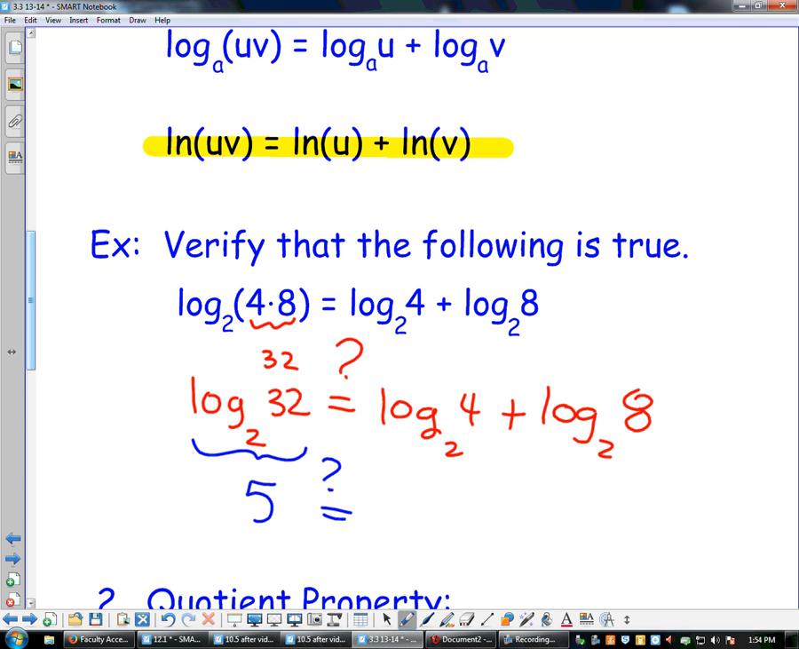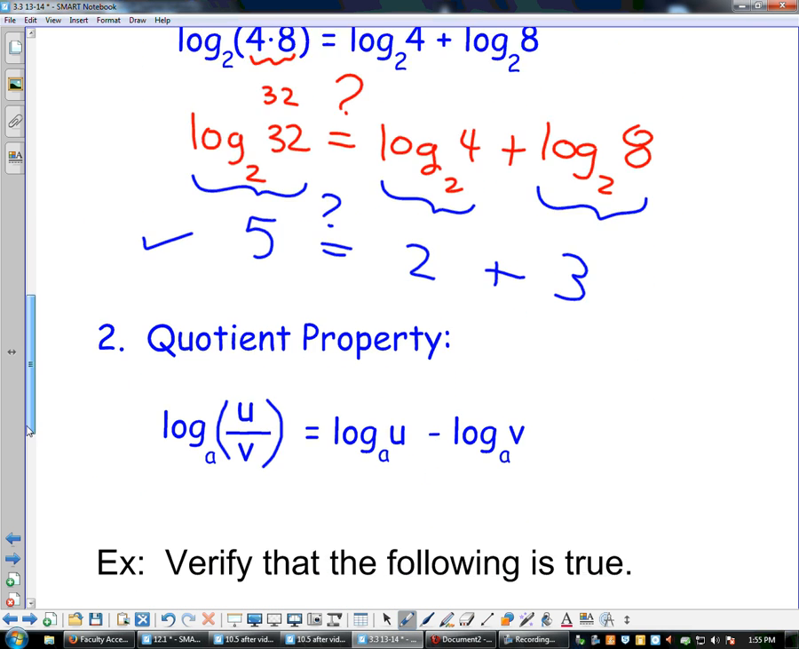And is that equal to what's on this side? Well, log to the base 2 of 4 is 2, right? Because 2 raised to what power gives me 4? And 2 raised to what power gives me 8 is 3. So is it true that 5 is equal to 2 plus 3? You betcha. So that works. That is the product property at work.